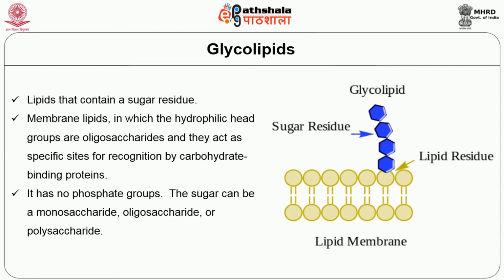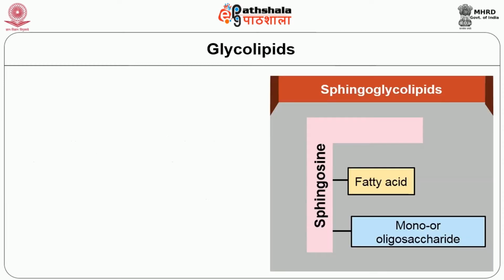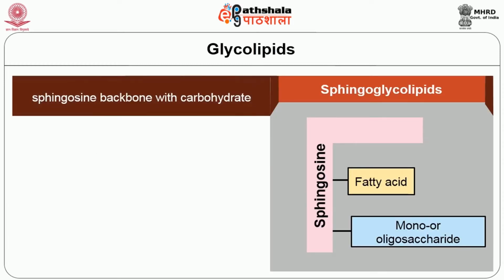As I already told you, they do not have any phosphate group, and the sugar can either be a monosaccharide, oligosaccharide or a polysaccharide. If it is a monosaccharide, the structure is less complex. If it is a polysaccharide, it is a more complex lipid structure.